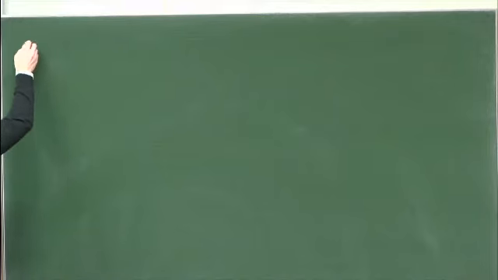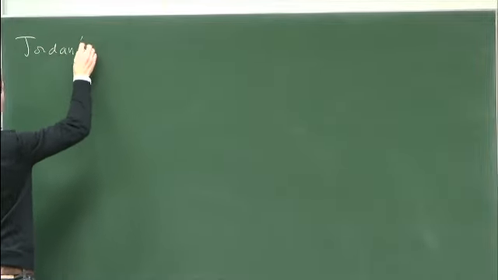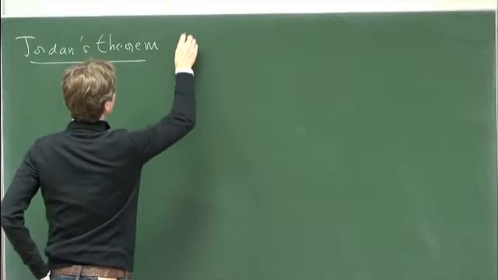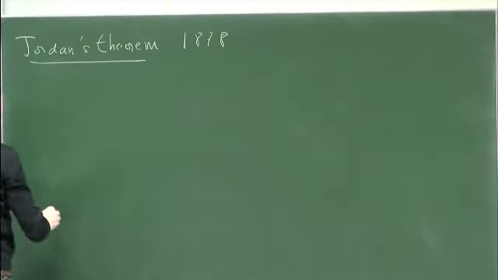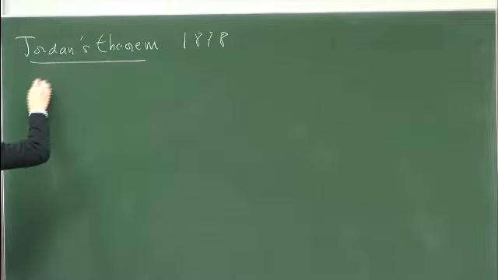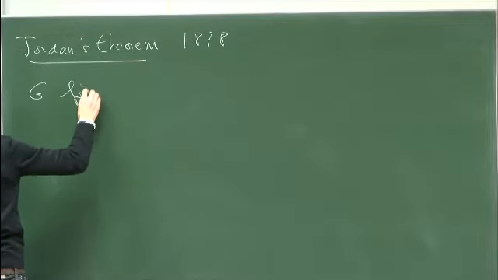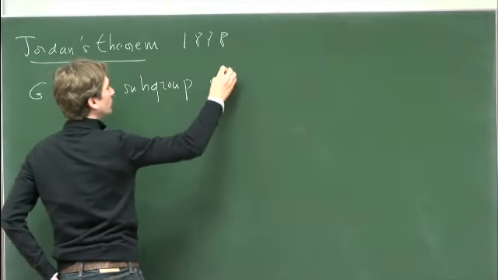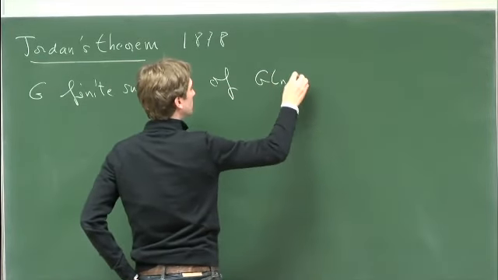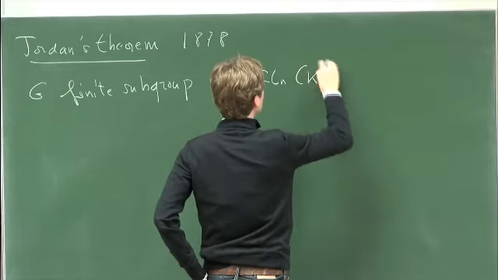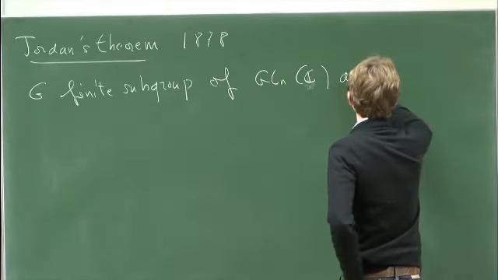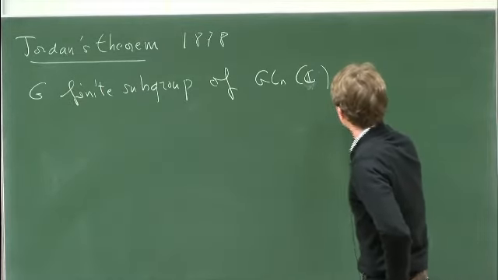First I'm going to tell you what that theorem is about. Jordan's theorem, from 1878. You start with G. G is a finite subgroup of GL_n(K). Okay, let's say GL_n(C). Yes, G is a finite subgroup of GL_n(C).